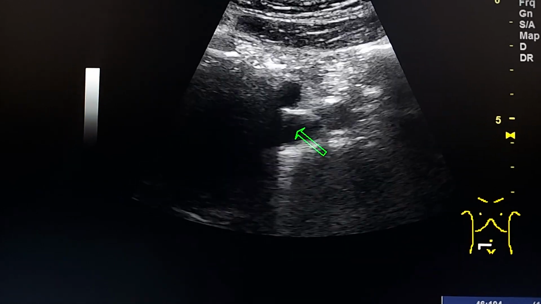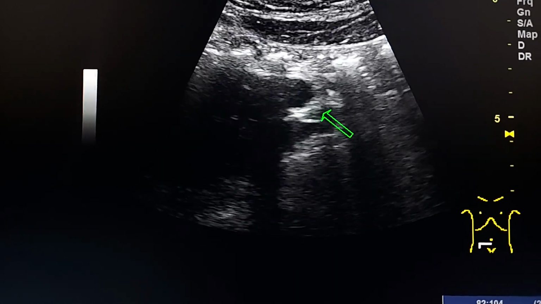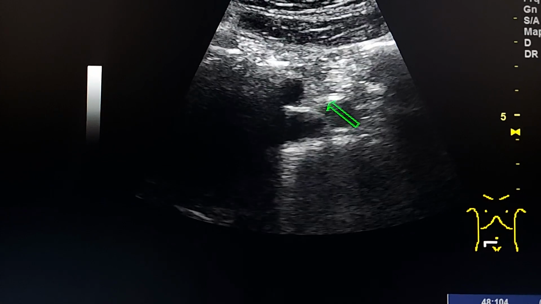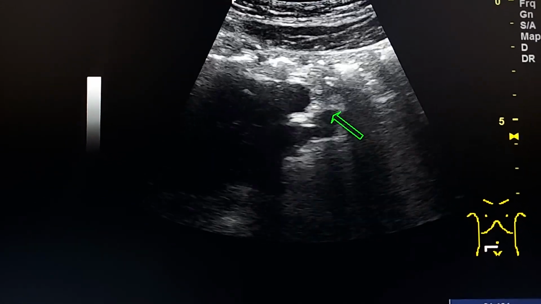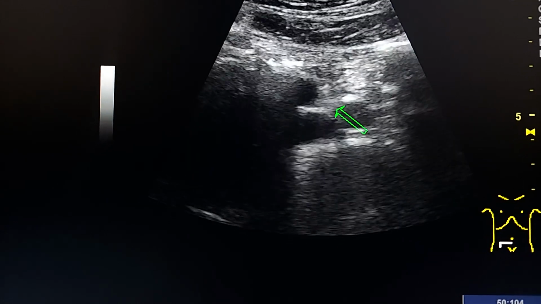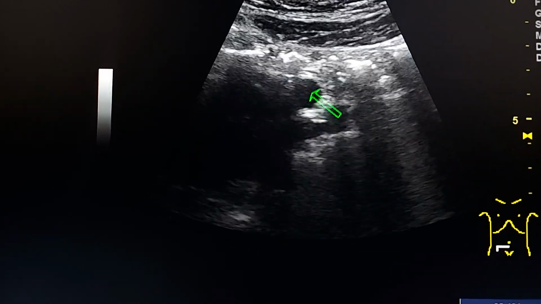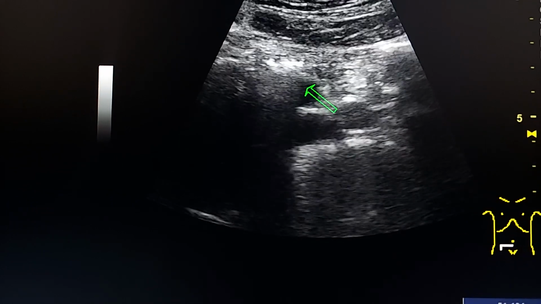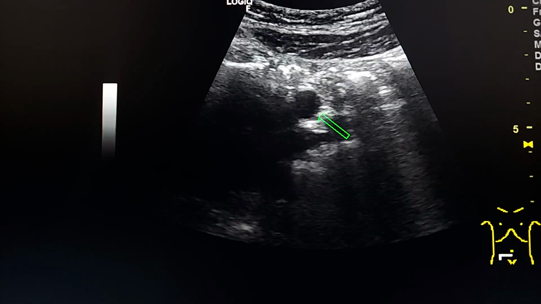If the stone is in the lower ureter, we see a dilated ureter anterior, immediately anterior to the iliac artery. This is the dilated ureter when it crosses the iliac vessels.